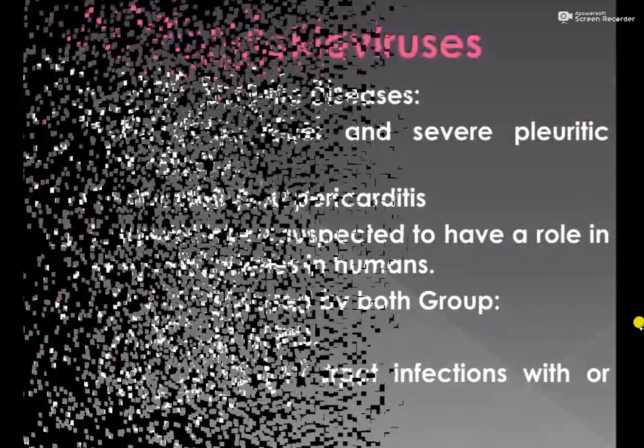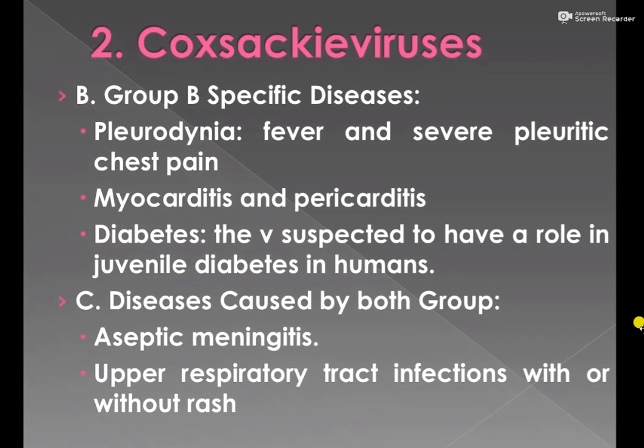The group B Coxsackie viruses act mainly in the heart and lung. In the lung they cause pleurodynia, or what is called pleurisy, fever with severe pleuritic chest pain. Clinically, what is pleuritic chest pain? It is pain on deep inspiration. It is very characteristic. If there is cough, there will also be chest pain during the cough.